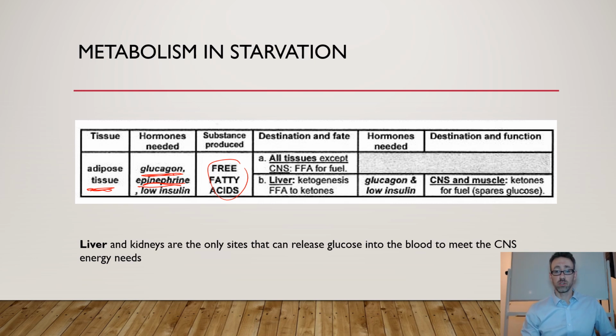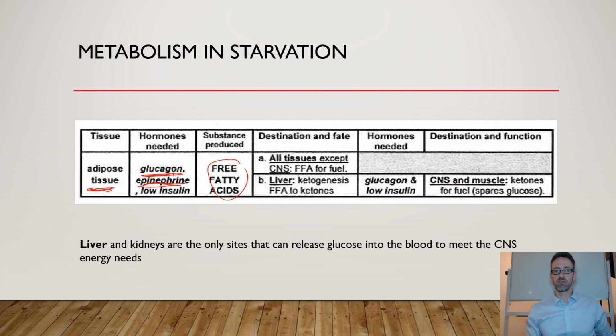And those free fatty acids will be used by pretty much all tissues with the exception of, again, the central nervous system and the red blood cells. And for the liver, they'll take those free fatty acids and use them for energy for itself, as well as producing more and more ketones. So it produces these ketone bodies, which again get released into the bloodstream and can be used as energy for other tissues. And with the hormones needed, again, glucagon in a low insulin state, the central nervous system and the muscles can actually use ketones for fuel.